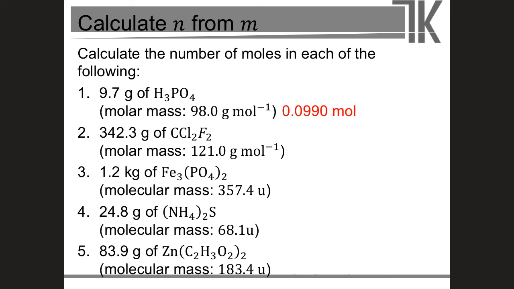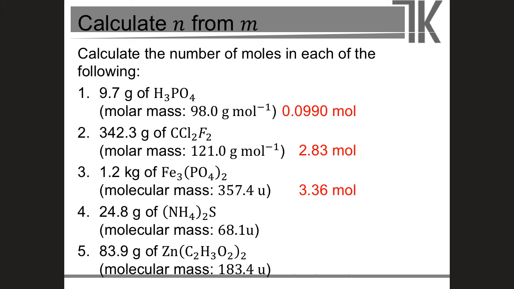Now, realistically speaking, it should just be to 2 significant figures because that's 9.7 grams. That being said, this is likely to be a number that we use in a subsequent calculation, so we should be giving an extra significant figure just so that when we use it in our subsequent calculation, we aren't getting any rounding errors. Question 2 should be 2.83 moles.